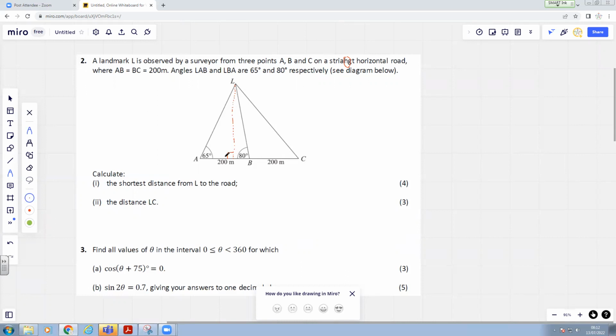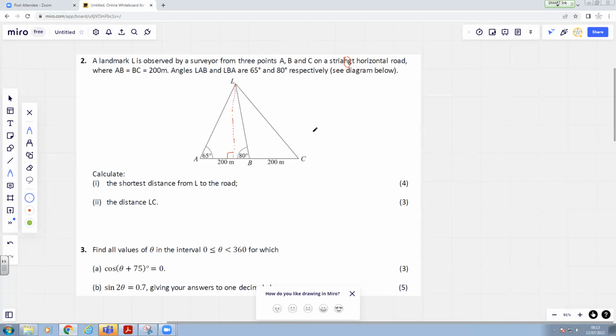Now, if you think about it, shortest distance from L to the road, what have we got? We've got that whole side. That looks pretty tricky to work with. Yeah, if I can find this length here, then that would be really helpful. So if I could find LB or LA, you could find either, because if I've got that, then I can use basic SOHCAHTOA trig to find the perpendicular height.